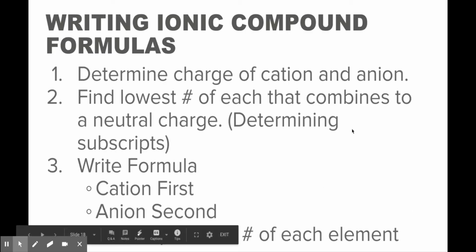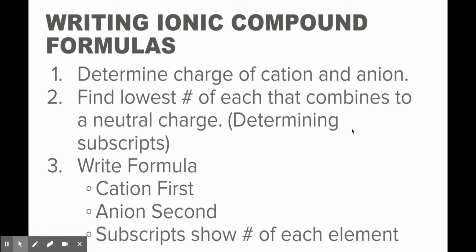Now, what if you're going the other direction? What if you are trying to write the formula of something that you know the name of? Well, it's obviously related to what we just talked about, but you're going to have to go the other direction. So here's how it works. The first thing you have to do is determine the charge of both the cation and the anion. Then you're going to find the lowest number of each of those things that combines in order to make a neutral compound. In other words, you want to have the same number of positive and negative charges so that they cancel out and make something with a 0 charge.